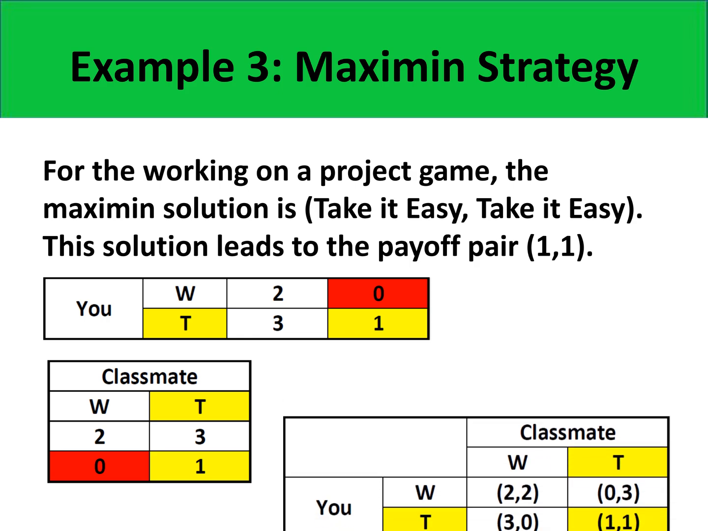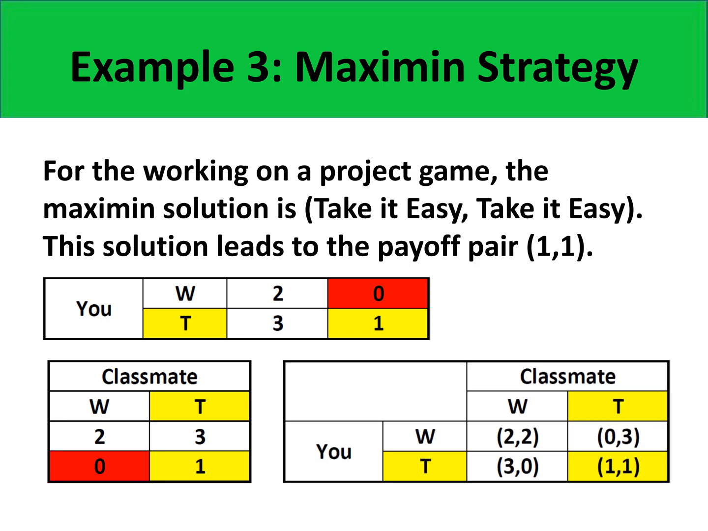Now, the outcome of the game would be the intersection of the two strategies. So therefore, the outcome would be 1, 1. So each of them will get a happiness level of 1. This is logical because both of them don't like to work hard, but both of them would like to pass the project.